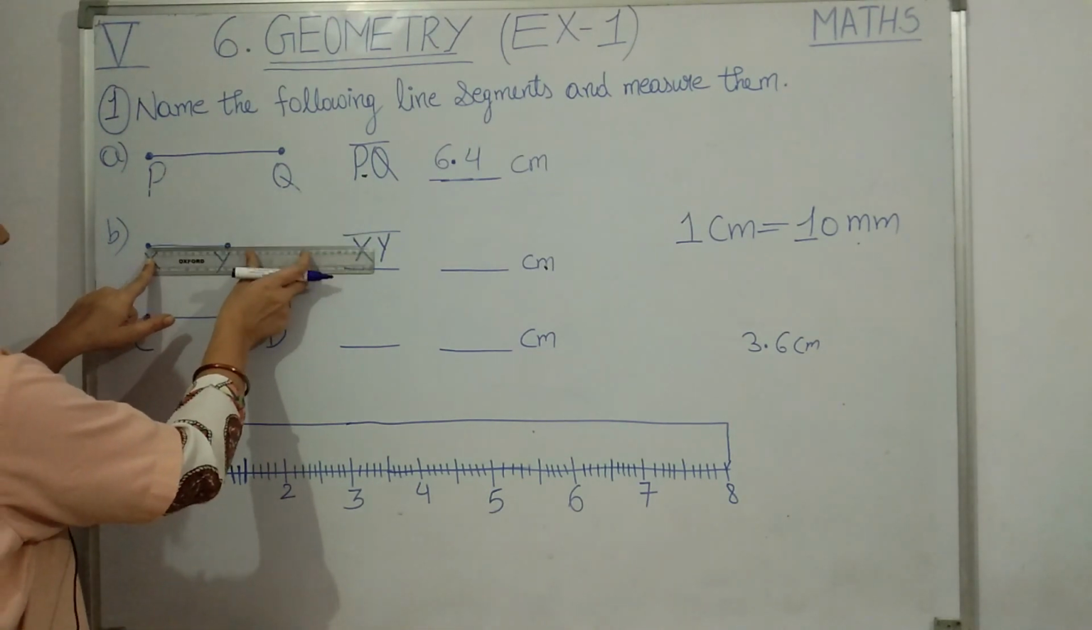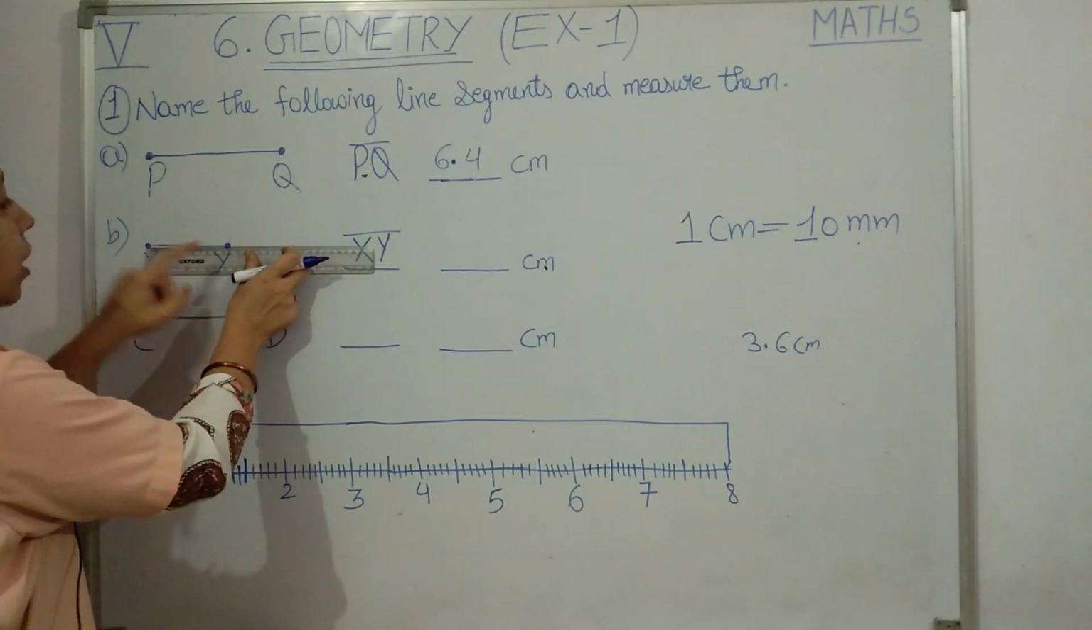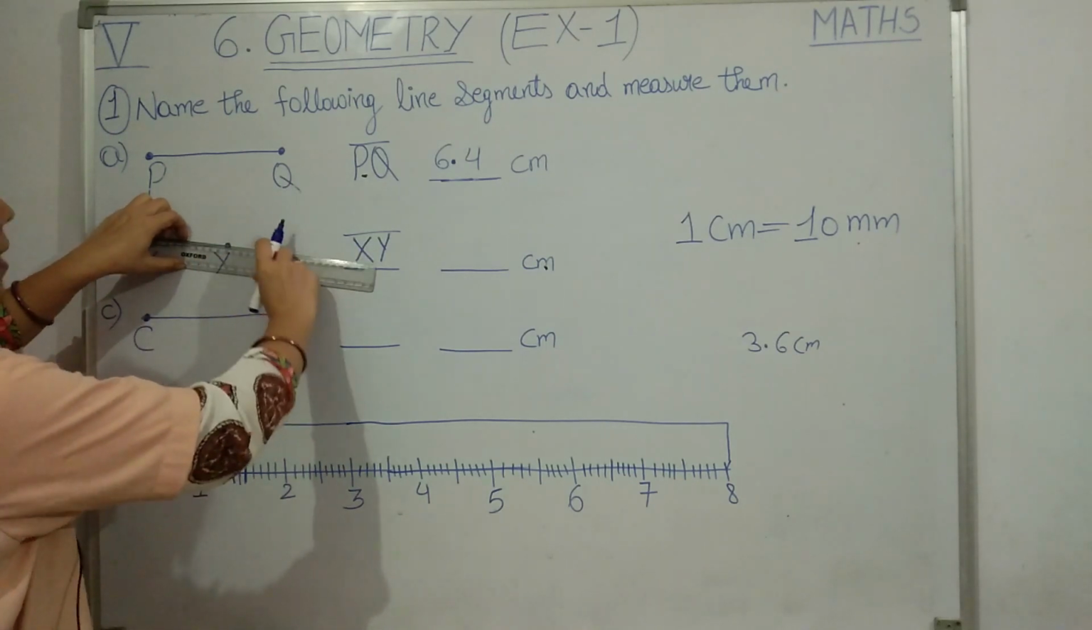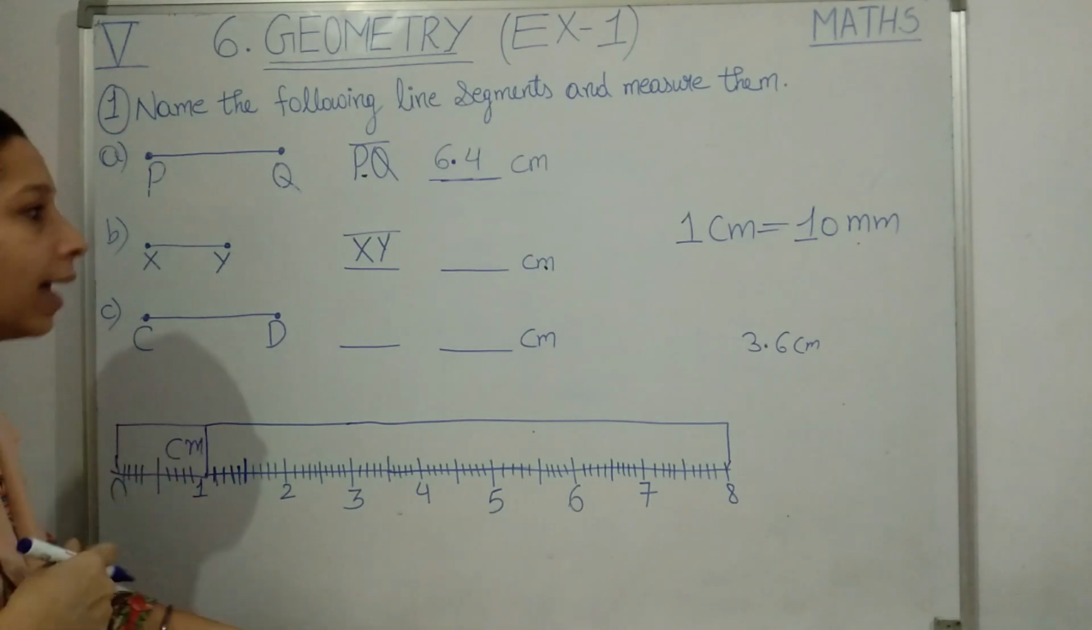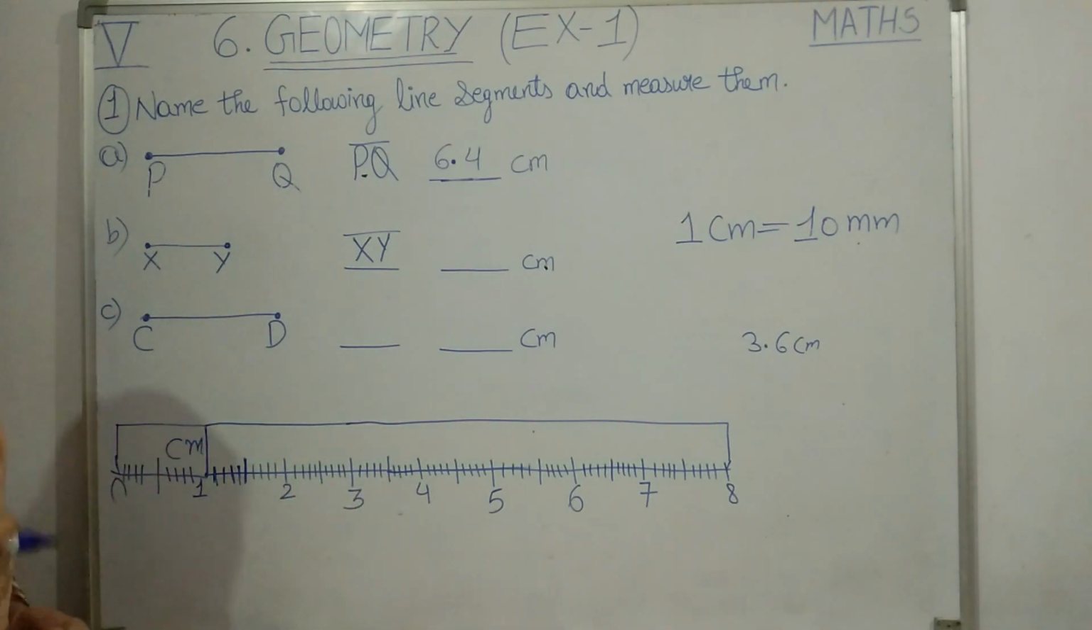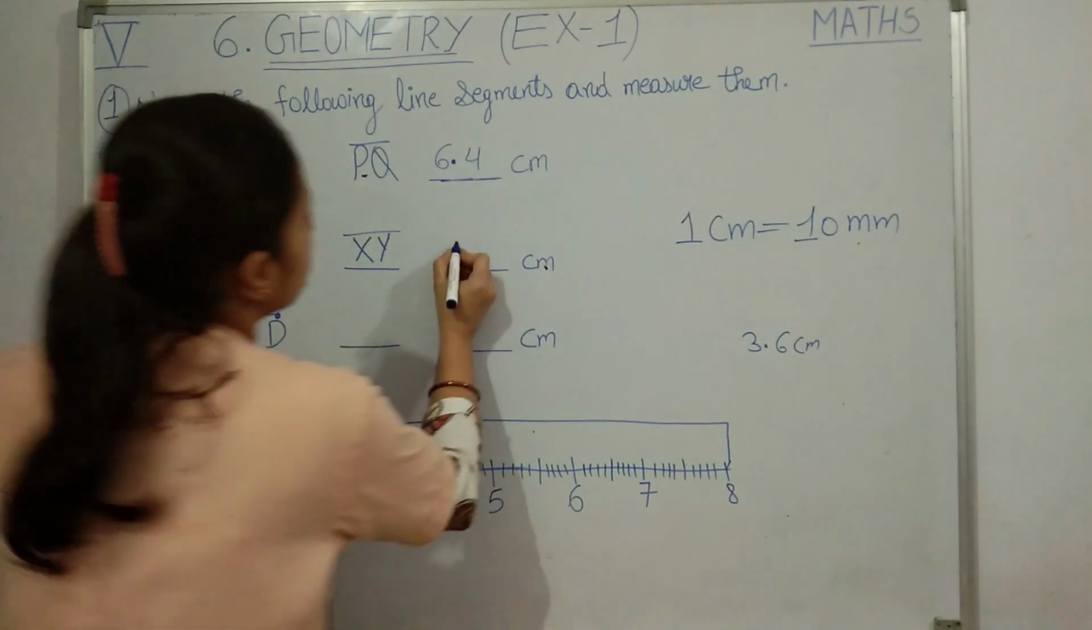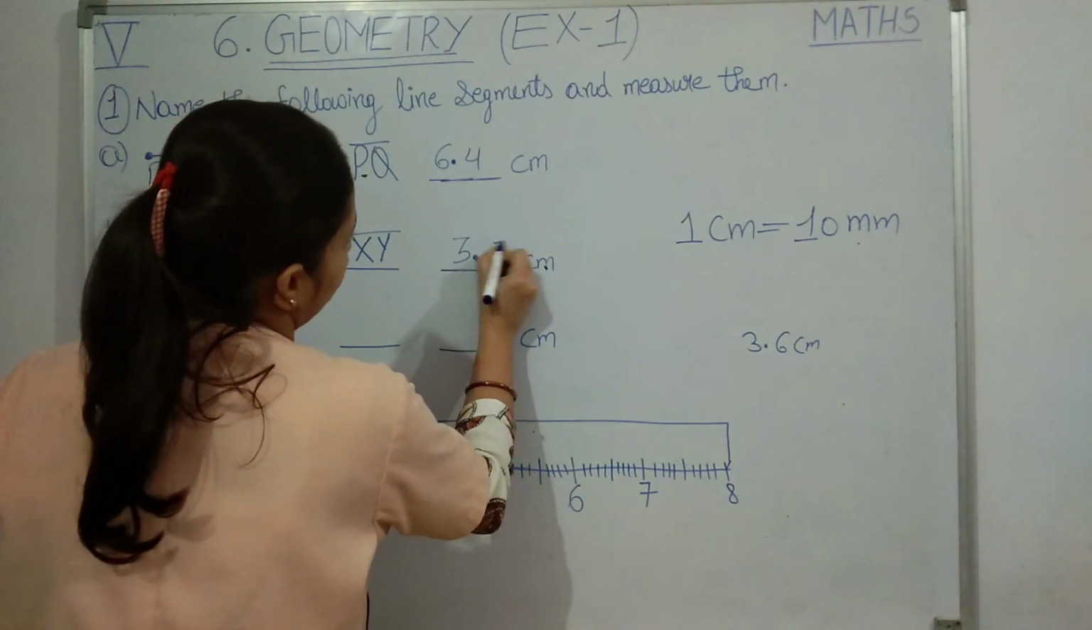Okay, 0 at X, and then you will see up to which number it is going for Y, up to how many centimeters it is reaching up to Y. That you are going to write. Okay. When you will measure, you will get that it is reaching to 3.5 centimeter.